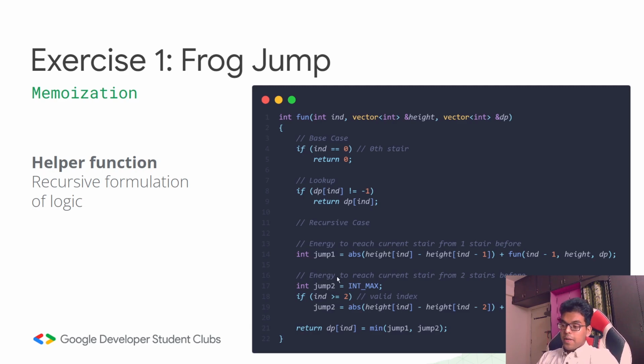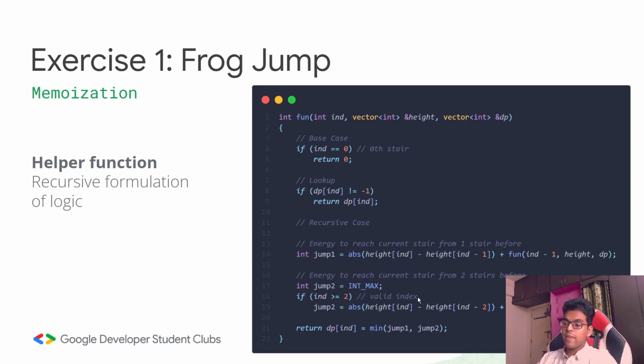The second possibility of the recursive case is that the current stair could have been reached from 2 stairs before. So initially what we do is we initialize the second variable as int max, and I'll tell you why. We check if i is greater than or equal to 2 to see if it is a valid index. Suppose you're at the stair with index 1, and if you go 2 steps behind, you'll reach -1, which is not a valid stair, it doesn't exist. So in that case, the default value of the jump 2 variable will be int max. I'll explain later why we took int max.